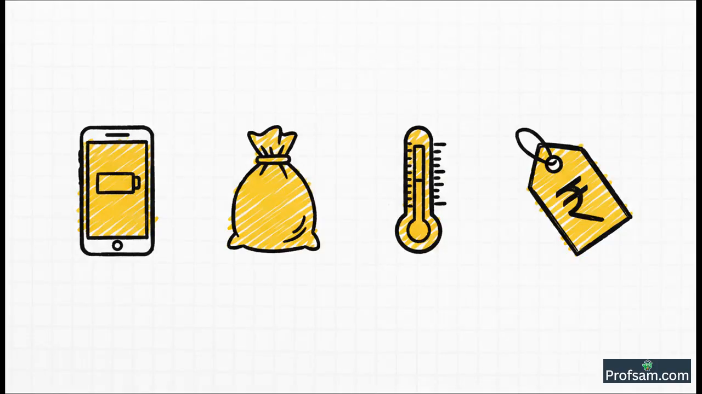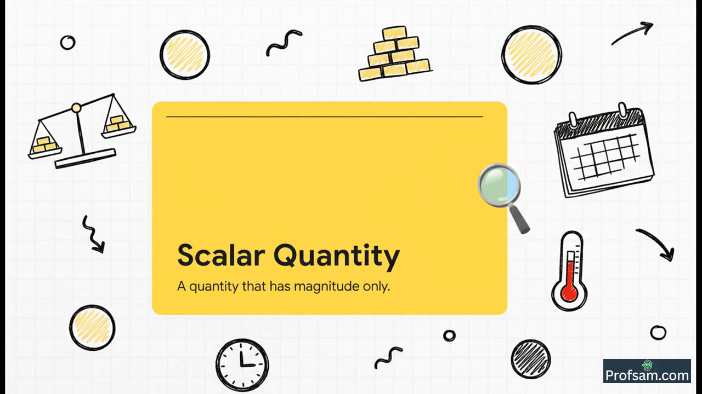And here are a few more you see every single day. Your phone battery is at 50%. Does direction matter? Nope. A bag of rice is 10 kilograms. Does it need a direction? Not at all. The temperature is 30 degrees Celsius. The price of something is 400 rupees. For all of these, the number is all you need. Direction is totally irrelevant.